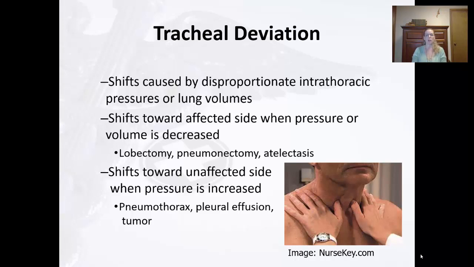Sometimes when patients have lobectomies or pneumonectomies, the trachea will shift towards the affected side. And sometimes when patients have pneumothorax, pleural effusions, or tumors, if they're large enough, the trachea will shift towards the unaffected side. I remember this by thinking about the lung wall and the chest wall.